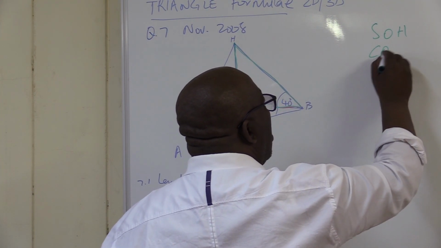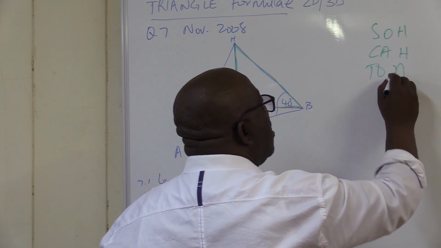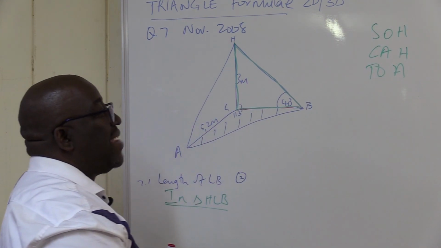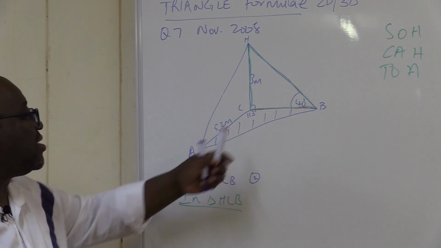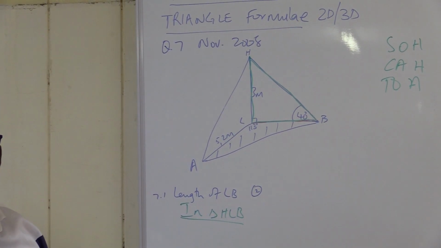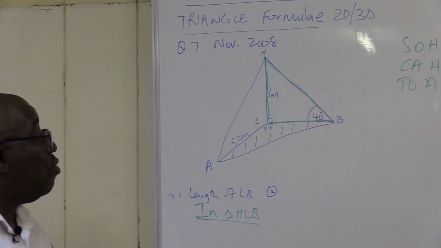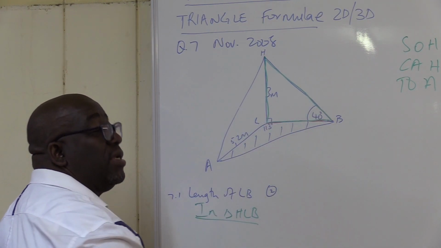SOH CAH TOA. Sine is opposite over hypotenuse, cosine is adjacent over hypotenuse, and tan is opposite over adjacent. So I'm focusing on this triangle. What is it that we have on that triangle? We've got this angle here, which is 40 degrees.